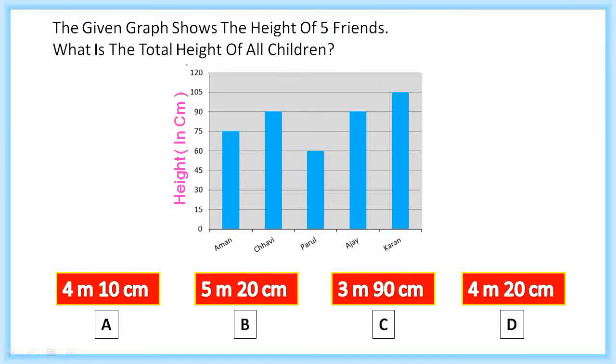Well, it is easy. When the question says total, we just have to add the values. And you can see it is very clearly depicted by the lines. 75 plus 90 plus 60 plus 90 plus 105. So you can just add them like this. But I'm going to give you a trick for how to add these values.